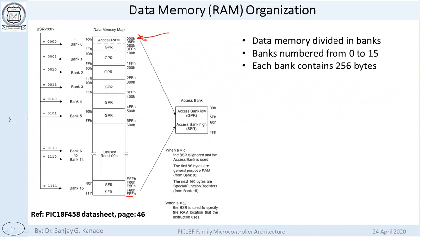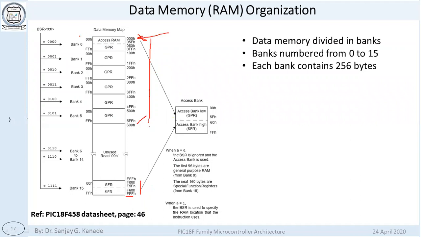But what we have is not continuous from 000 to FFF. The memory is available from 000 to 5FF, and in the end, F00 to FFF. This is the memory that we have available. Are you getting what we have? We have 000 to 5FF and F00 to FFF. These are the addresses that I'm reading.